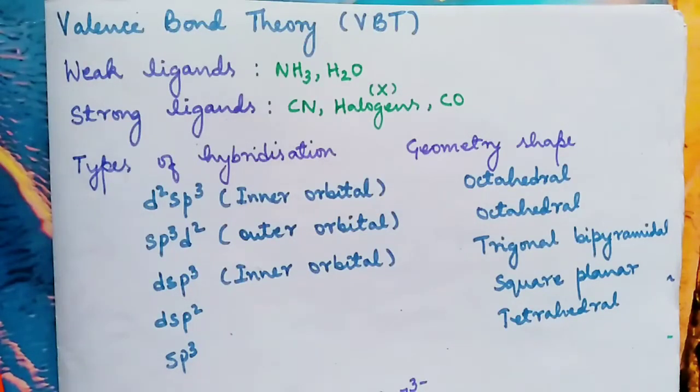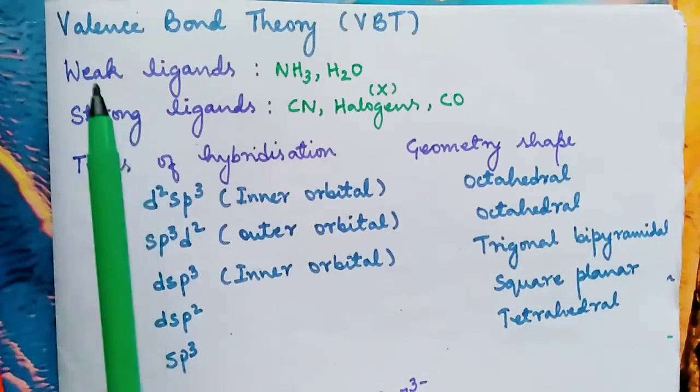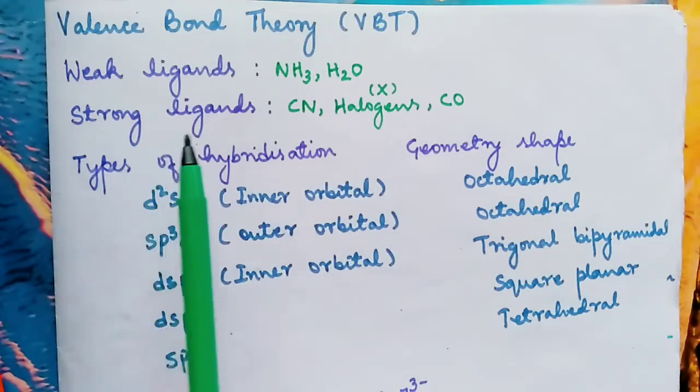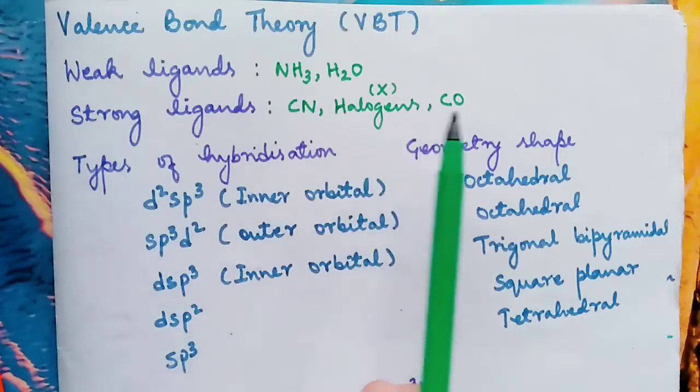In this video, with the help of valence bond theory, we are going to predict the hybridization, the geometry shape, and the magnetic behavior of some of the complexes. For that you have to know some examples of weak ligands and strong ligands, and the types of hybridization and the geometry shape. Examples of weak ligands are NH3 and H2O, and those of strong ligands are CN, halogens, CO.